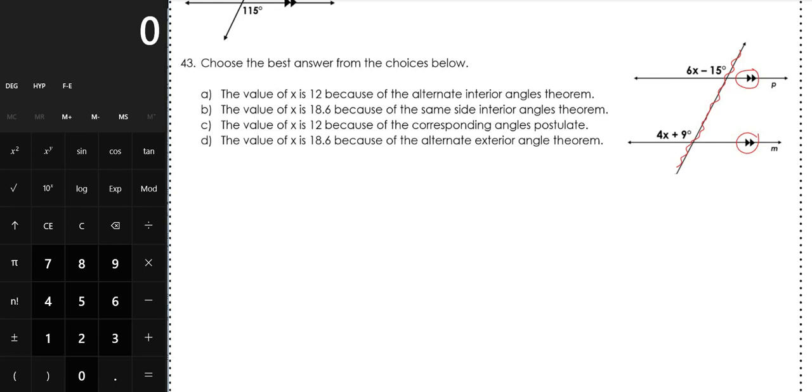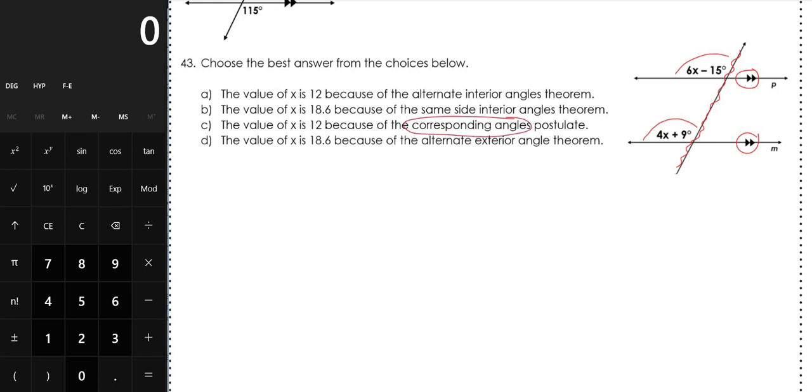The angles 4x plus 9 and the 6x minus 15 are congruent. The reason they're congruent is because they're corresponding angles. They're in matching positions. Corresponding means matching. Now, looking at your answer choices, there's only one that talks about corresponding angles.